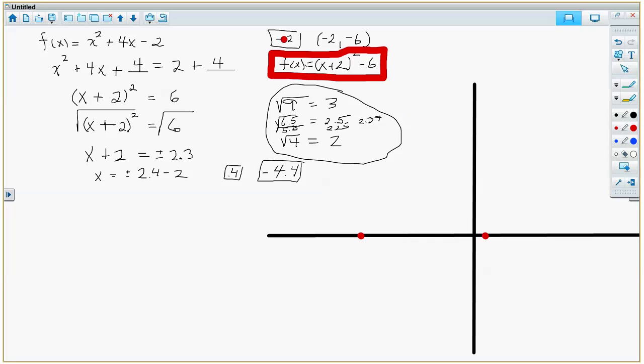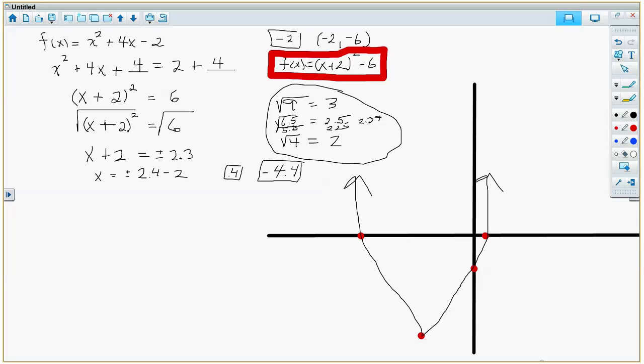Dang old y-intercept is negative 2. 1, 2. And our vertex is negative 2. 1, 2. Negative 6 is down here somewhere. And there is your parabola. Don't laugh at my mouse-written parabola, unless you can do a mouse parabola better than this. Okay? Now, domain is all real numbers.